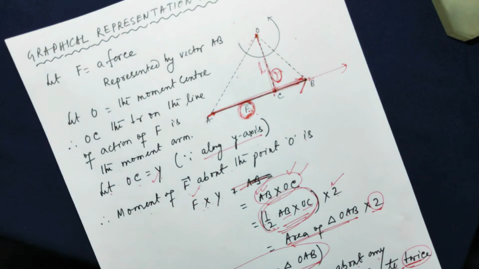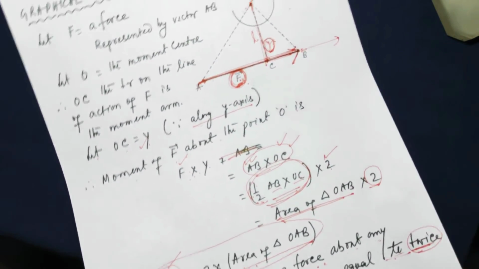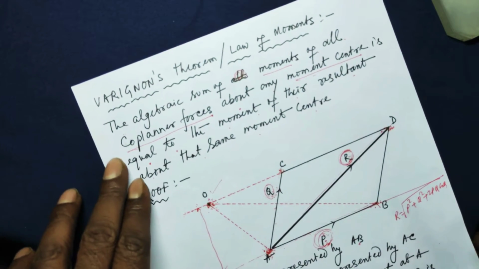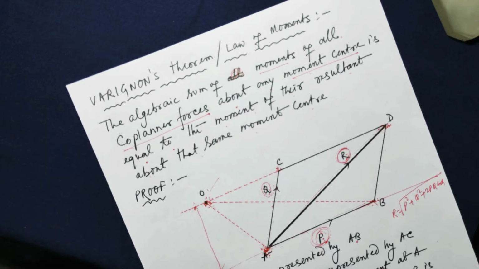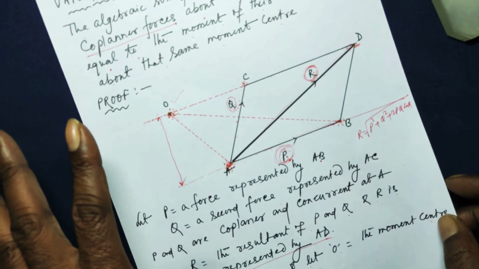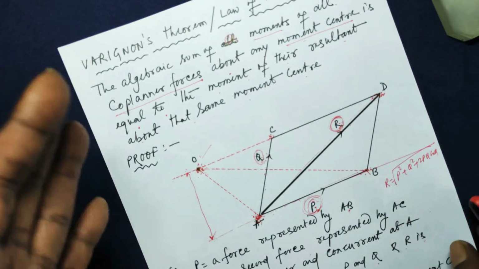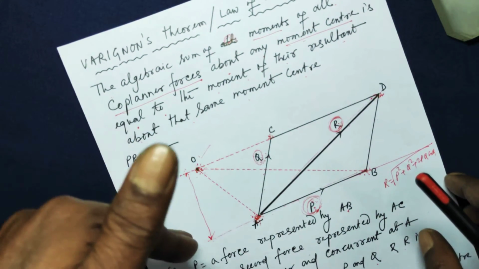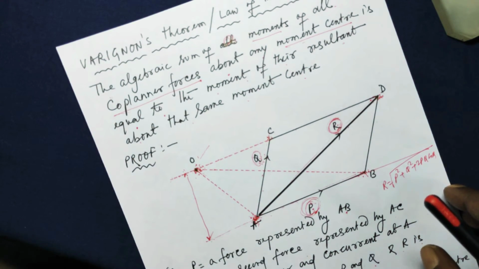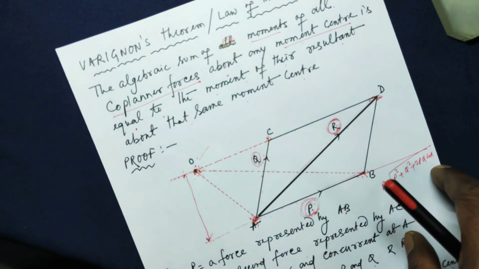So this concept we will use to prove the important theorem by a French mathematician, that is called Varignon's theorem, or the law of moments. The same thing will now apply. The graphical representation of moment of a force will now just apply. Here also, don't look at these red lines initially. I will explain one by one, because while shooting the video, the initial video went wrong, so I had to reshoot it again. So instead of writing all this again, I am using the same paper once again to explain, but there will be no problem at all.